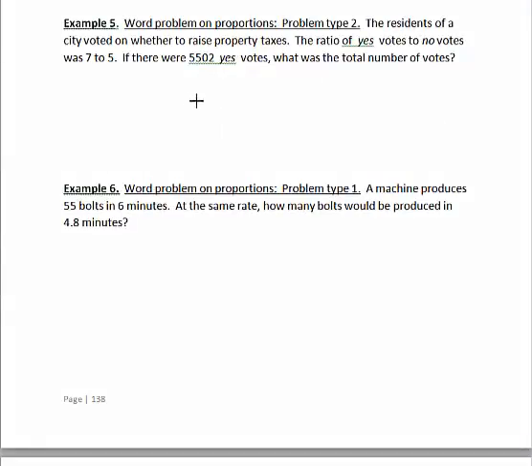Example 5 reads, the residents of a city voted on whether to raise property taxes. The ratio of yes to no votes was 7 to 5. So we're calling the order of ratios in the beginning.